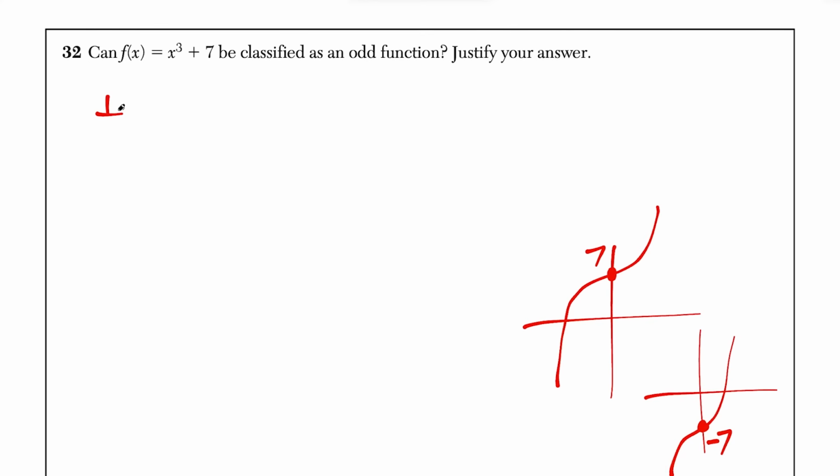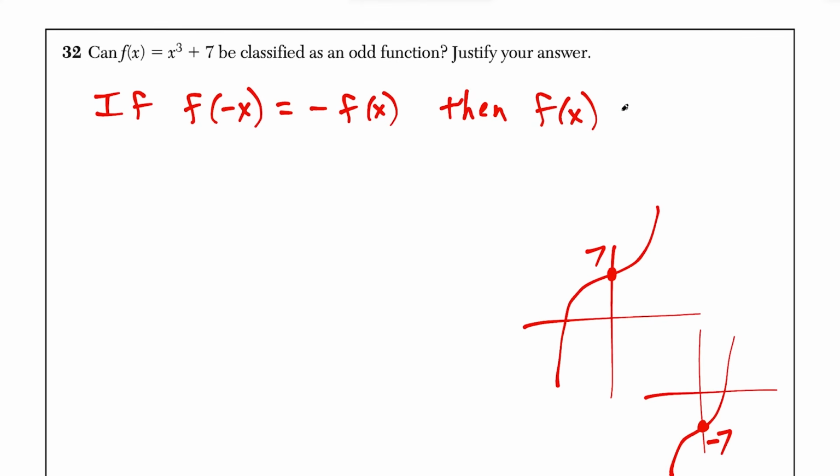If you want to use the textbook definition, you could say here, if f of -x is equal to -f of x, then f of x is odd. So if you could show this equation is true, then you could draw the conclusion that f of x is odd. This way that I'm writing now is more technical. It's definitely a bit more challenging than just saying, oh, when I turn the graph upside down, it doesn't match. This is easier to see, but this might be a harder sentence to write. So it's up to you to decide which way you think is easier.